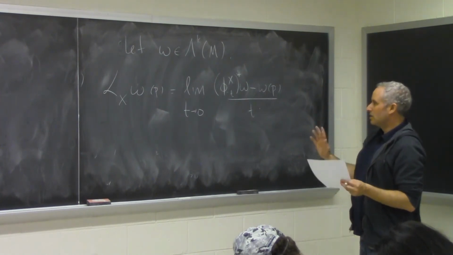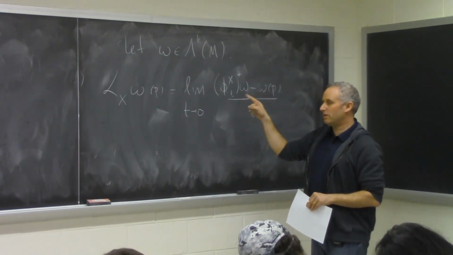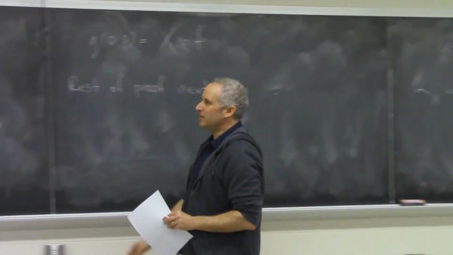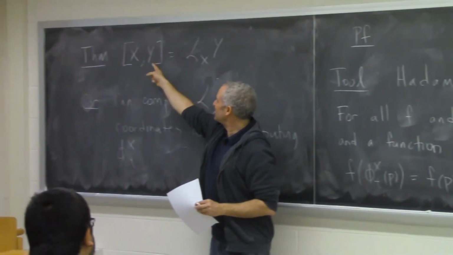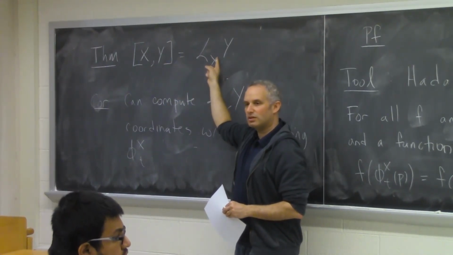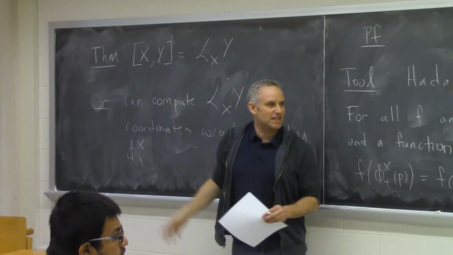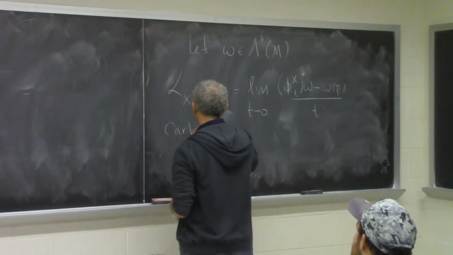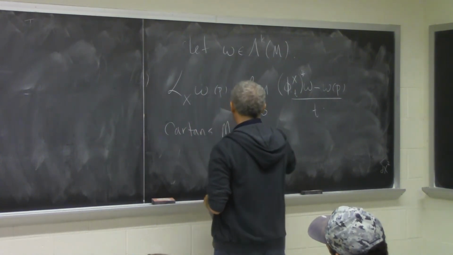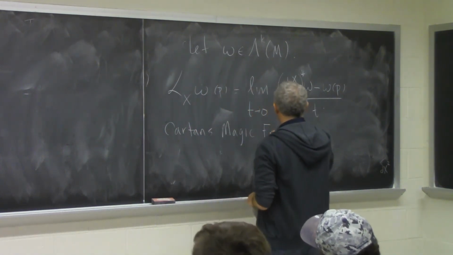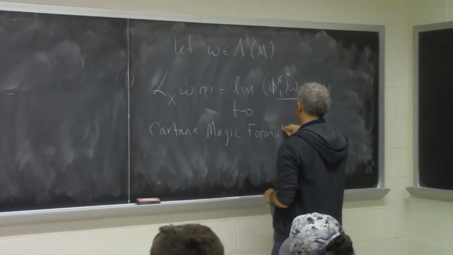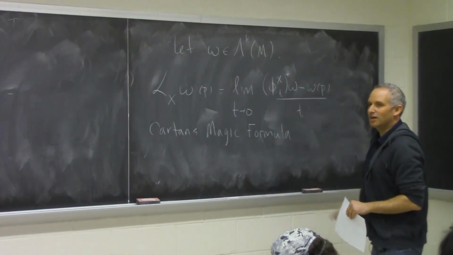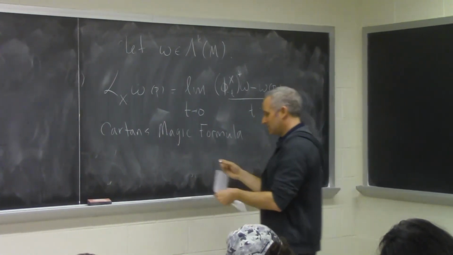Okay. So this is a directional derivative of omega in the direction of x. Now, what is the analog of this? So you can think of this as a simple formula for this, if you like, in coordinates. What is the analog of that in this case? It's called Cartan's magic formula. And it says the following. Perhaps you've used it, I don't know.